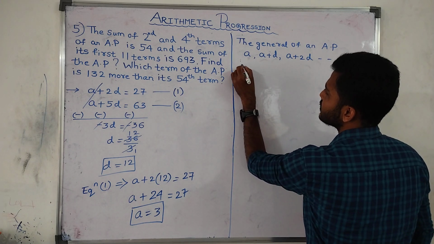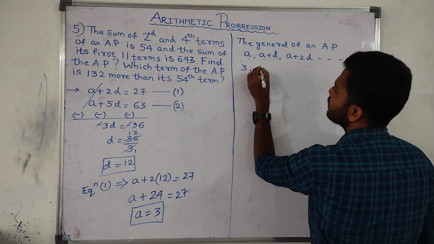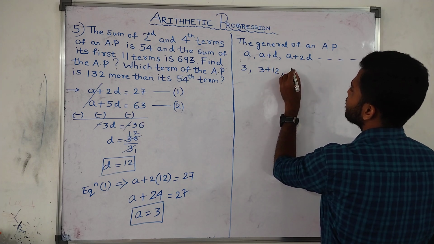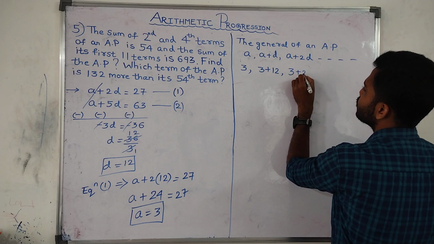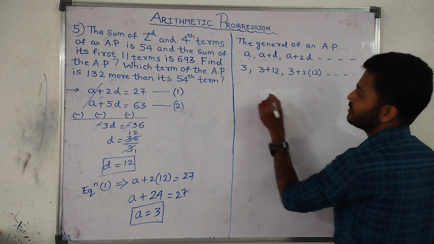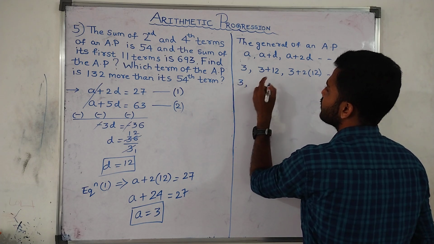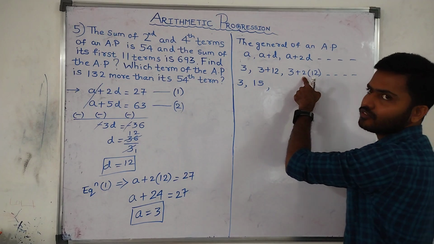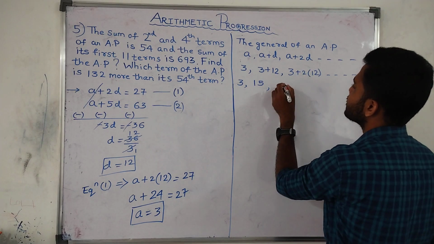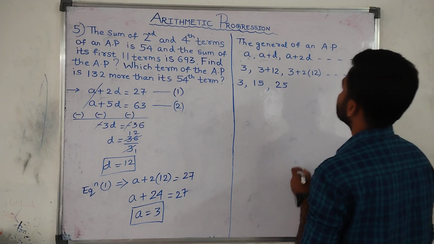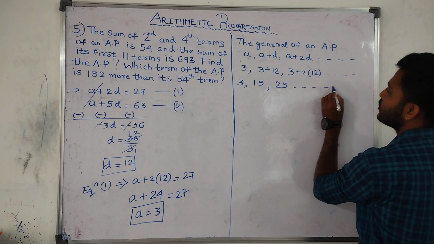So the arithmetic progression will be 3, then 3 plus 12, then 3 plus 2 into 12, and it goes on, right? So 3, so 12 plus 3 is 15, then 12 times 2 is 24, 24 plus 3 is 27, correct? Yes, and it goes on.